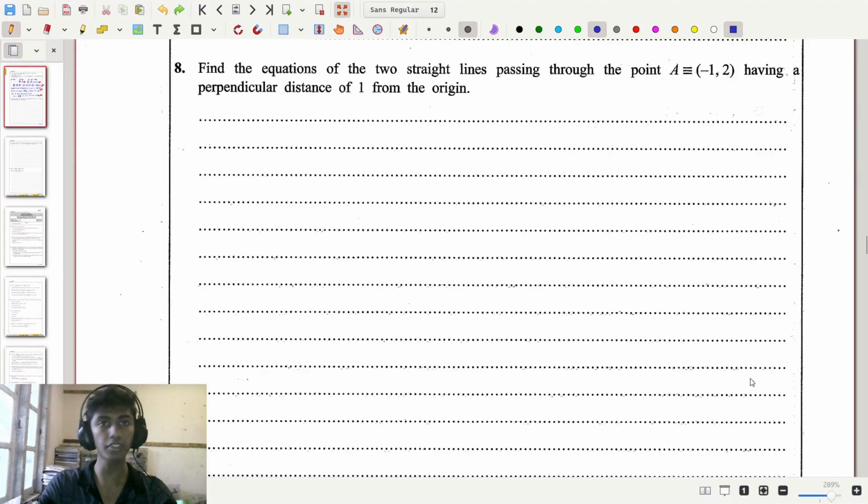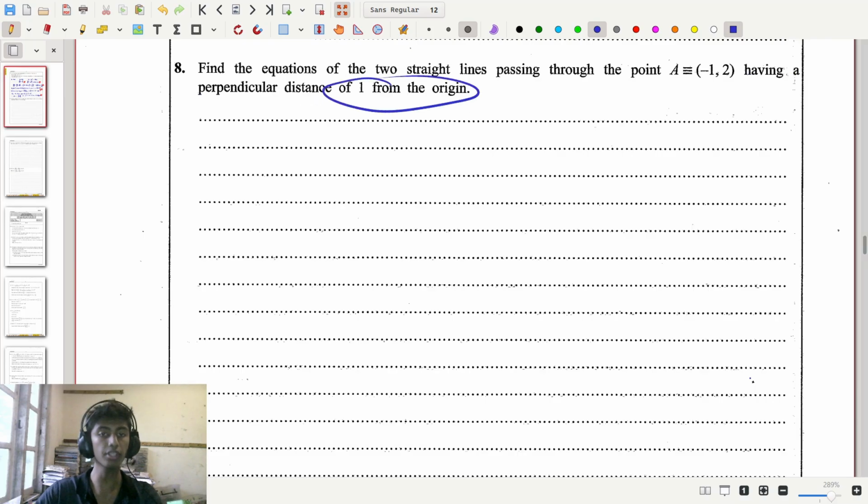2024 A-Level Combined Mathematics Paper 1, Part A, question number 8. This question has to do with straight lines in the coordinate plane. The question says, find the equations of the two straight lines passing through the point A, which is given by (-1, 2), and having a perpendicular distance of 1 from the origin.